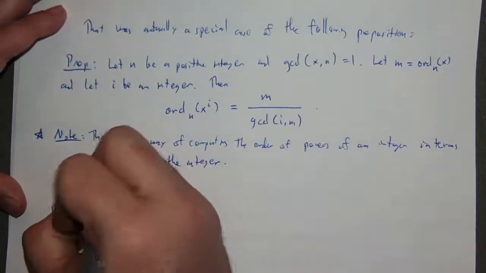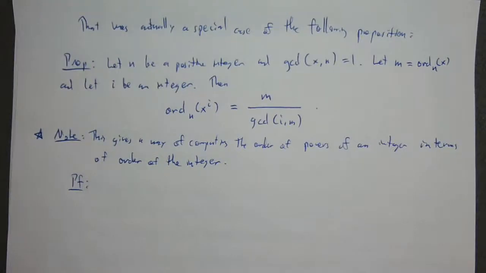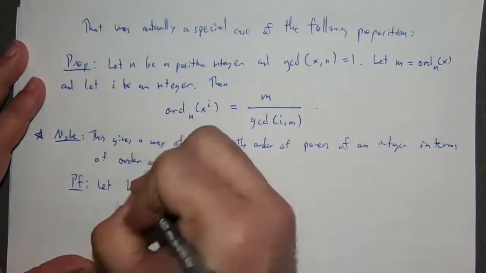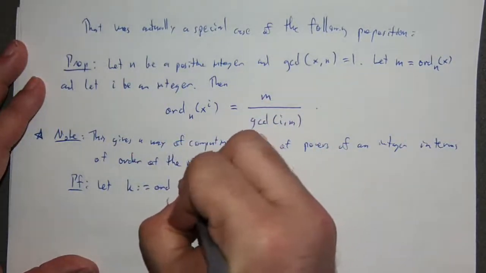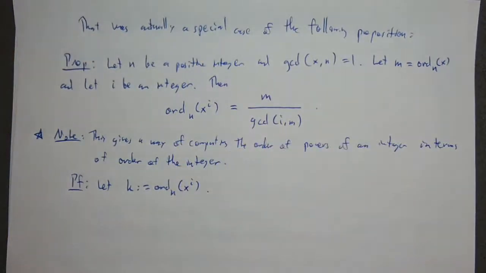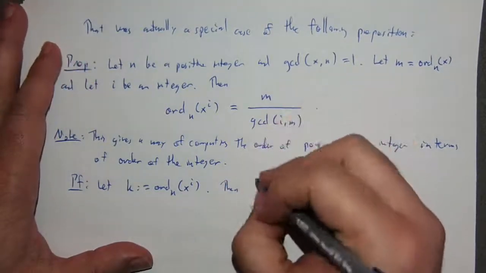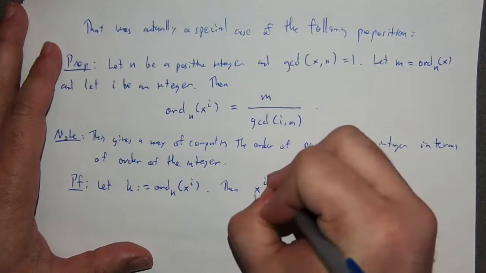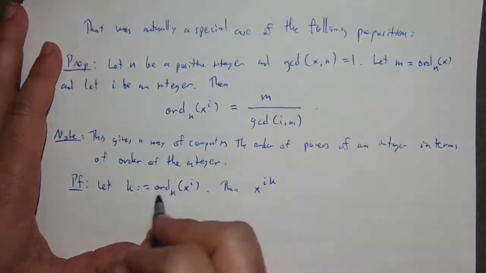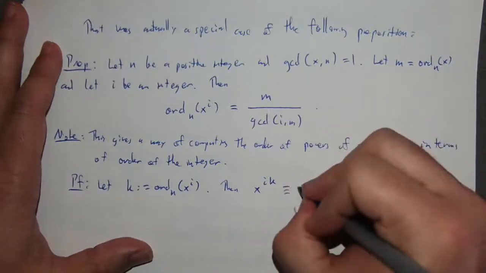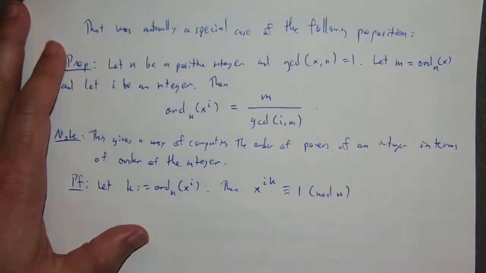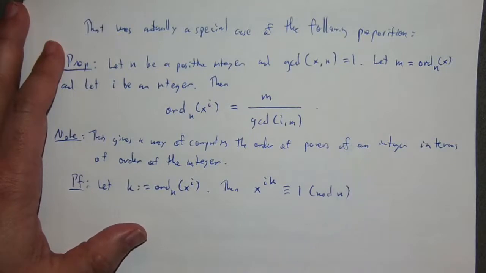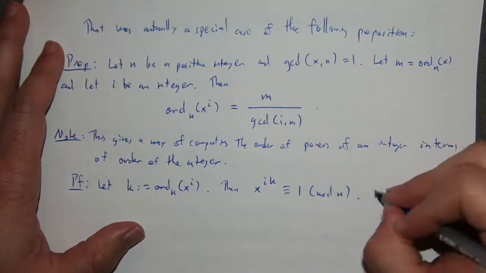All right. So, to prove this, just to make our notation easier, let k be the order of x to the I mod n. Then x to the I to the k, by definition of k being the order of x to the I mod n, is congruent to 1 mod n. So x to the I times k is congruent to 1 mod n, because this is the same thing as x to the I to the k, right?